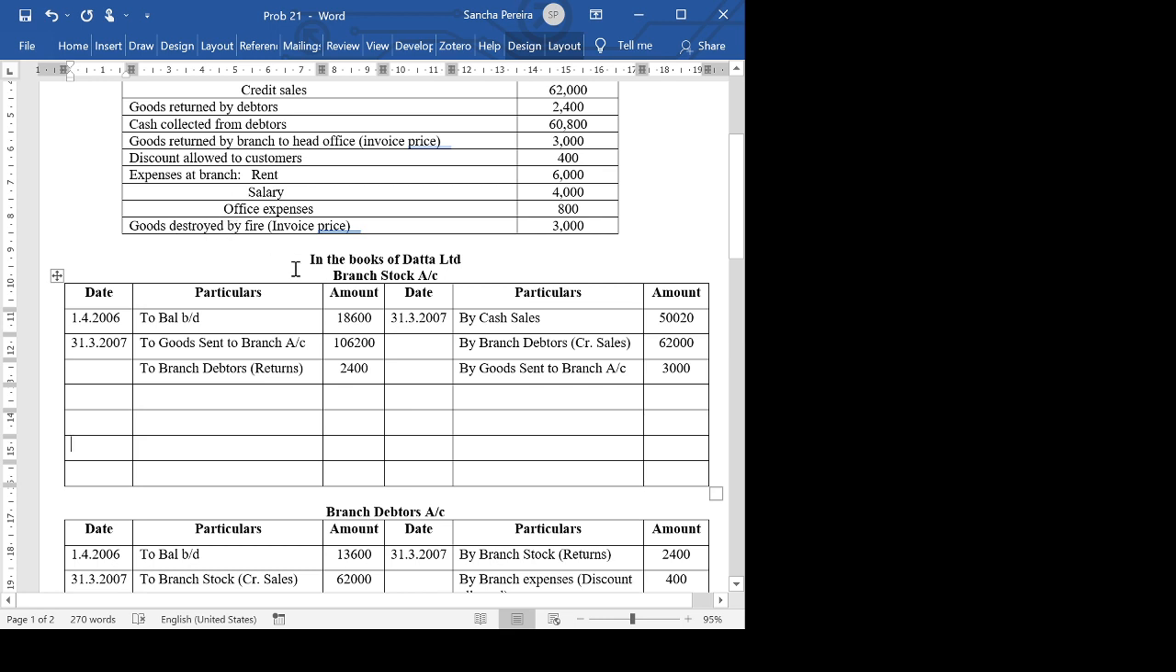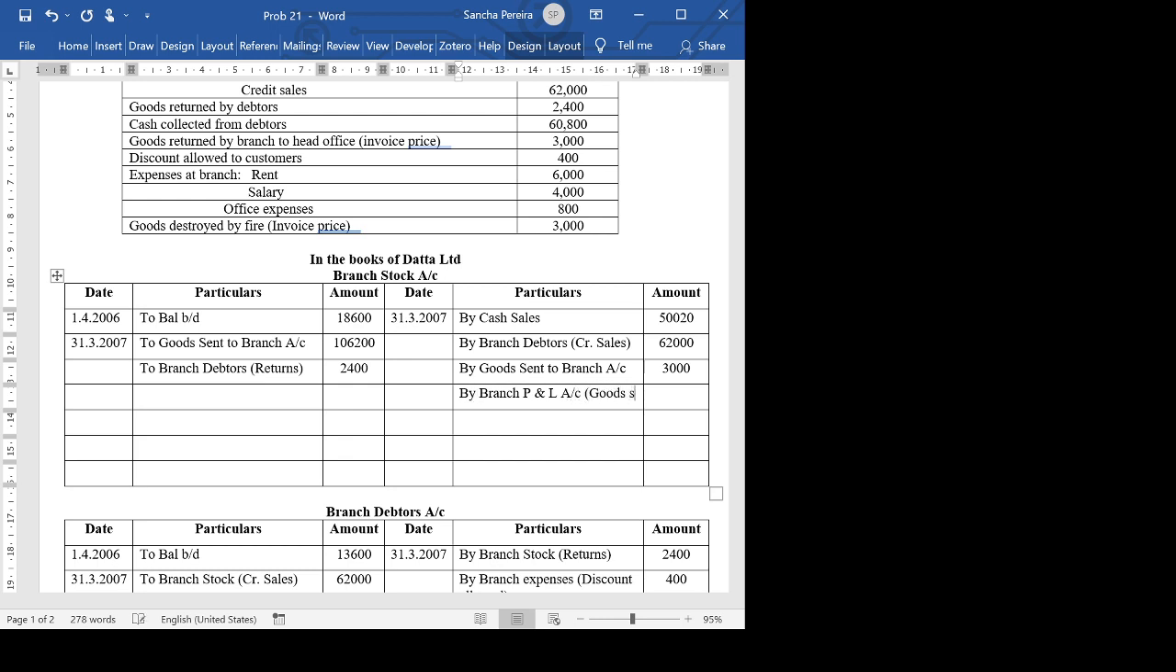So goods destroyed by fire. If it's a surplus, when this is heavier than this, it comes this way. If this is heavier than this, it comes this side. Here it's goods destroyed by fire. Cash sales, branch debtors, credit sales, this is all goods going out. Here it is goods have gone out, but because of destruction by fire. Goods have been lost. So I'm going to put it as by branch P&L account.